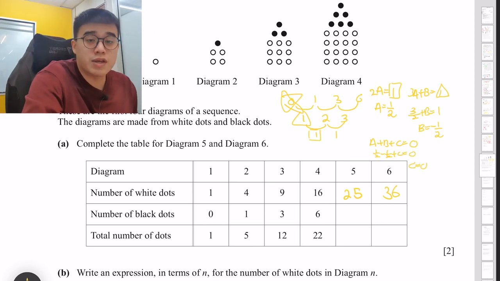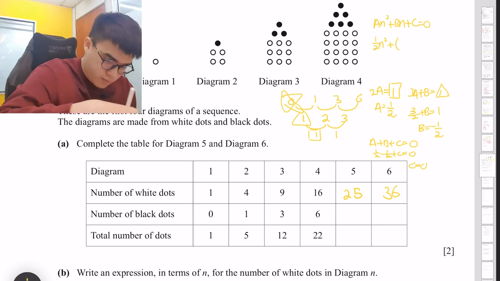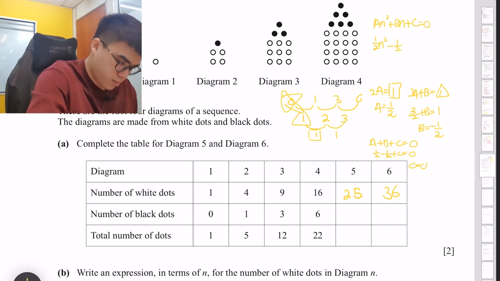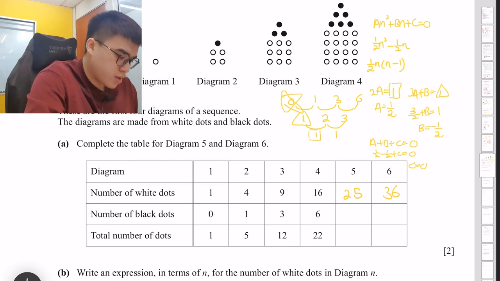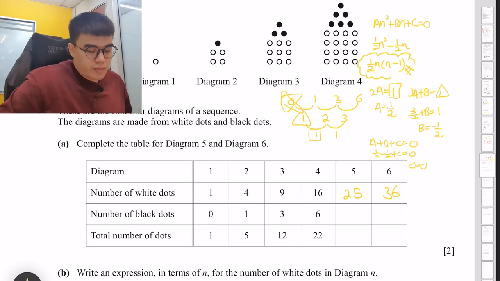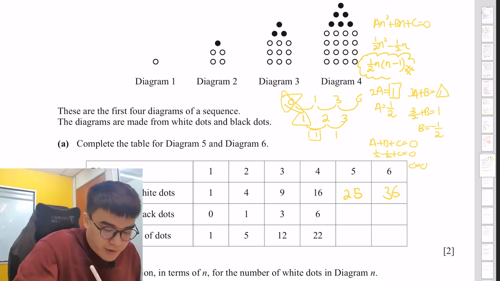So based on the ABCs that we have calculated, fill in the blank. This seems to be the formula. So you're gonna verify it before you proceed with the calculation. Then you can proceed with the 5 calculation.